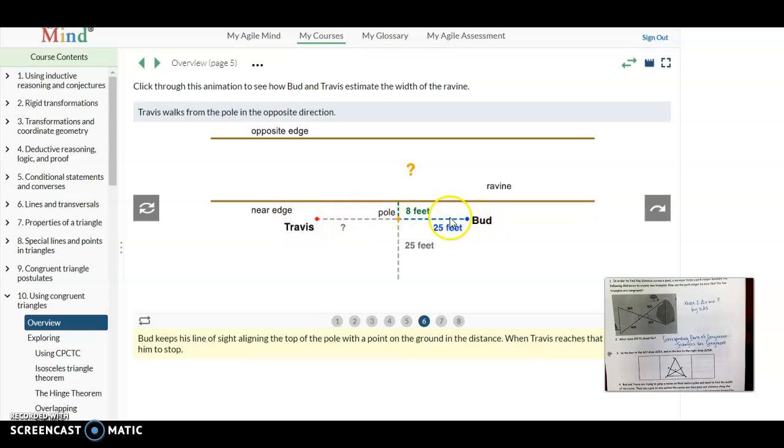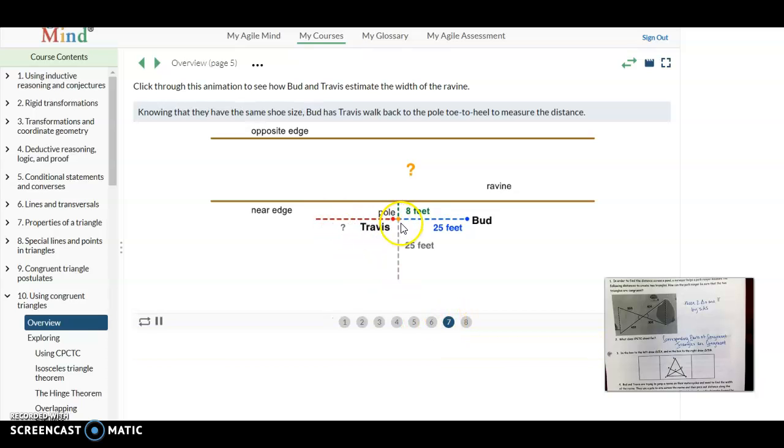So now Bud is still looking at the top of that cactus branch until Travis's feet are at the end of his eyesight. So theoretically, the distance from Bud to Travis is the same as when Bud was standing here to the opposite side of the ravine. So now this is a distance they can measure because this is on the ground. And so they measure how far Travis is from the pole.